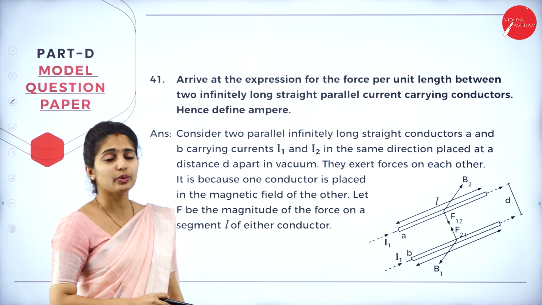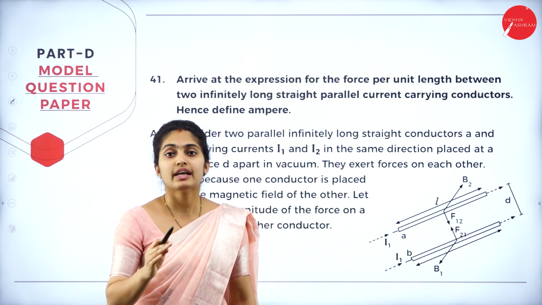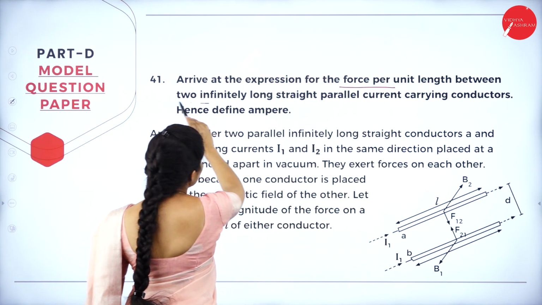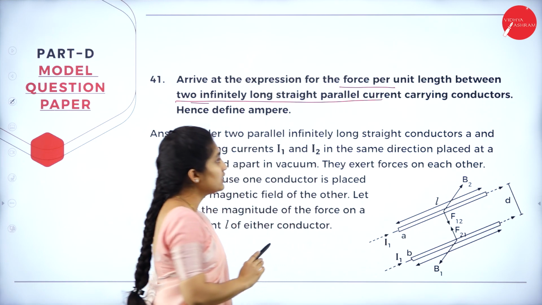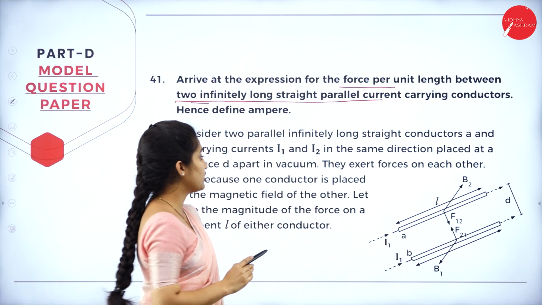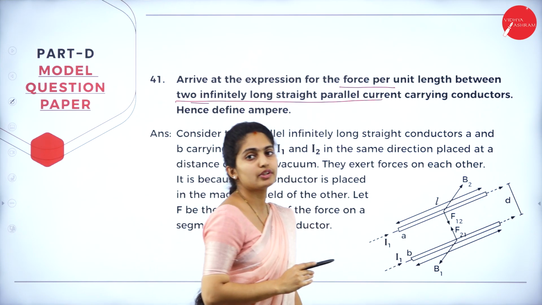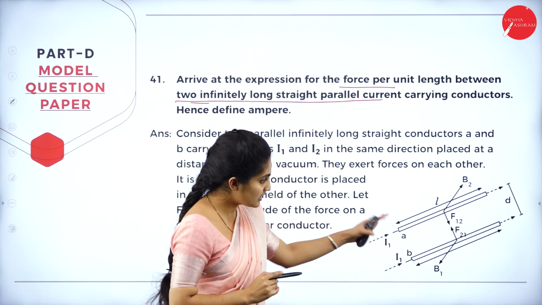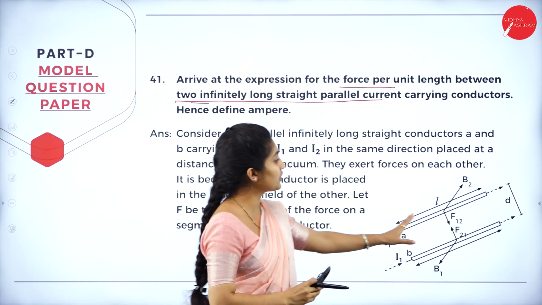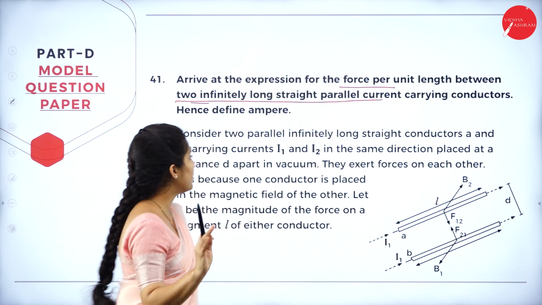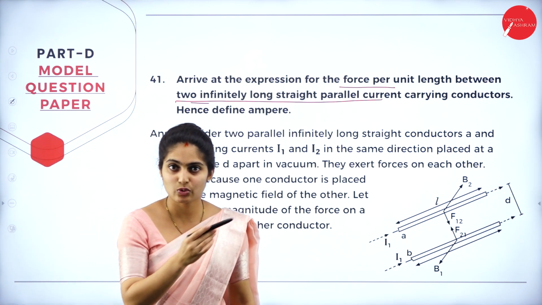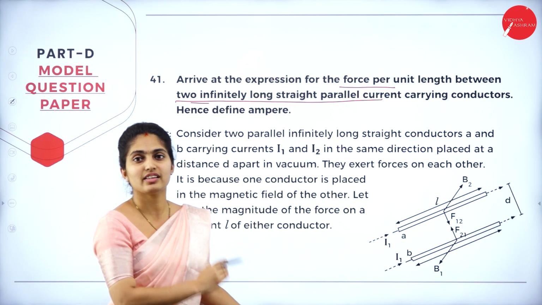Next is the third question, that is the 41st question. Arrive at the expression for the force per unit length between 2 infinitely long straight parallel current carrying conductors. Hence, define the ampere. This is also one of the most important concepts. The diagram has been tilted. It's the same, tilted or straight, however you want you can draw. But the components, whatever is given there, have to be perfect. The description is given. You can just pause it, write down the things and then learn.